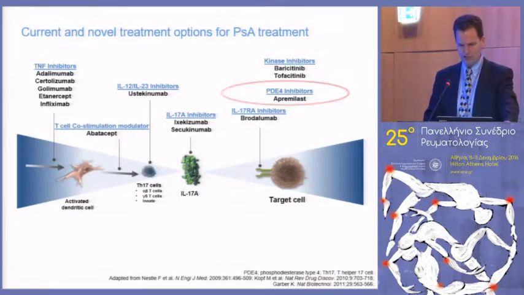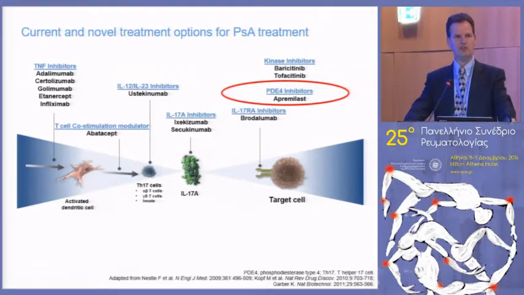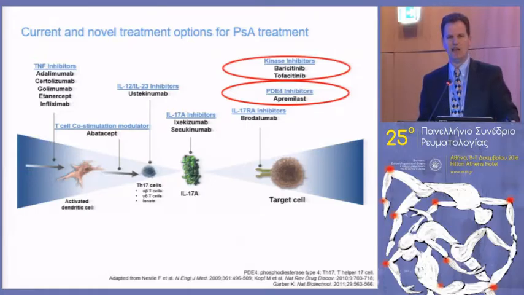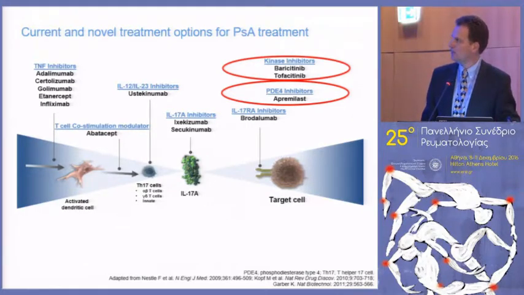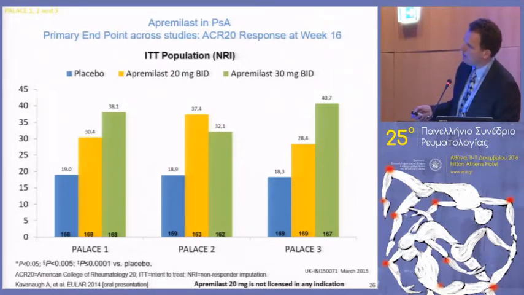And just coming towards the end, we have new medicines to play with. We have small molecule inhibitors. We have apremilast, which is a PDE4 inhibitor, a phosphodiesterase inhibitor, and we have baricitinib, a JAK kinase inhibitor, and tofacitinib, a JAK kinase inhibitor. I'll show you the currently available data, PALACE 1, PALACE 2, and PALACE 3.